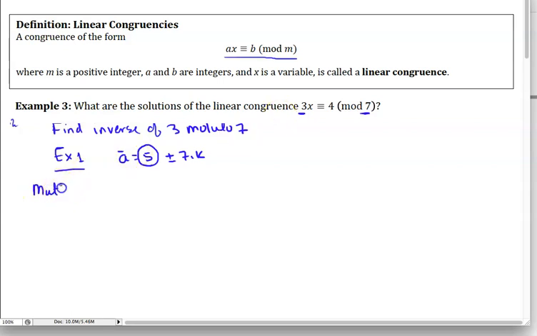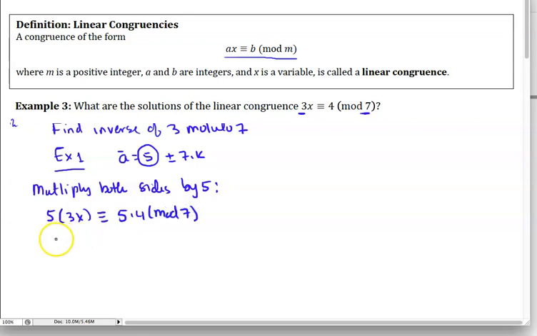So we're going to multiply both sides of the congruency by that inverse, by 5. So we have 5 times 3x is congruent to 5 times 4 mod 7, which gives me that 15 times x is congruent to 20 mod 7.